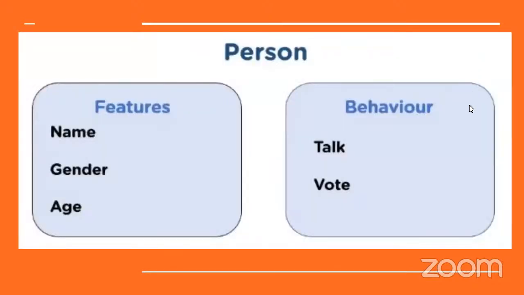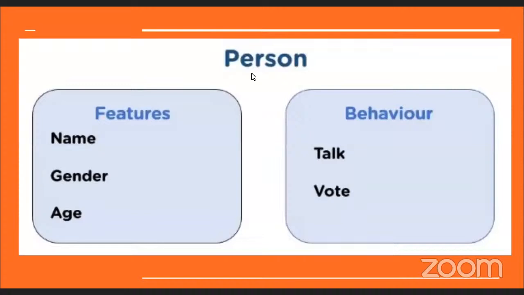Let me explain here. When I say a person is a class, a person will have name, gender, and age. Apart from that, he will have some actions also. What will be the actions? A person can run, a person can talk, a person can vote, a person can fight, a person can cry, a person can ride a vehicle, everything, right? That is all verbs, all behavior.